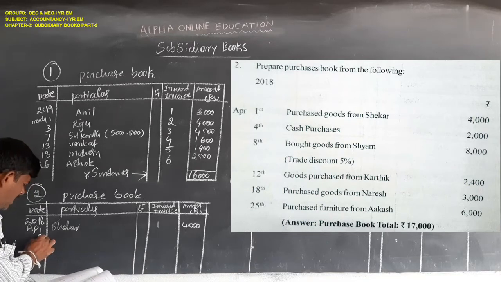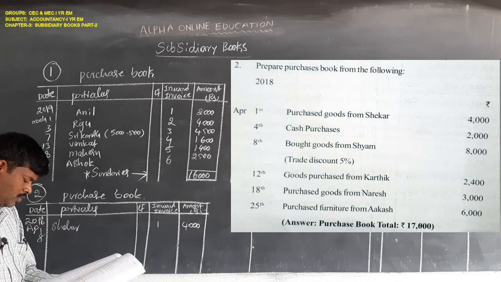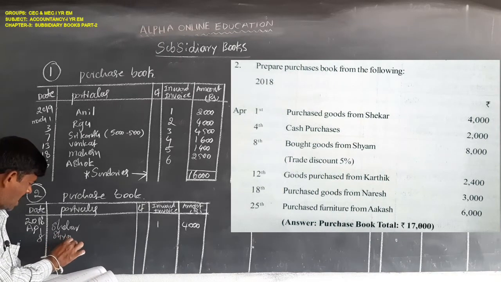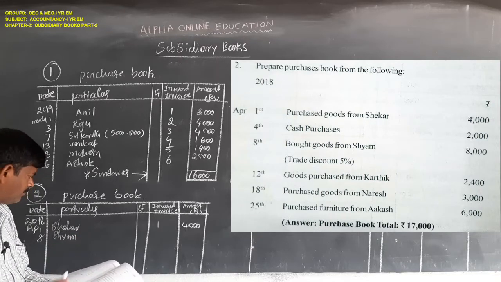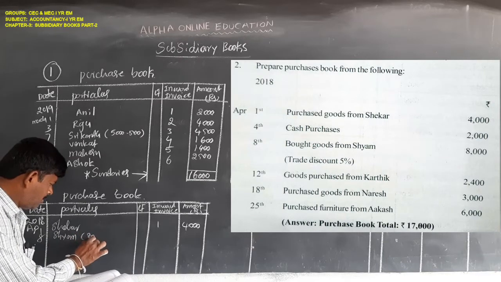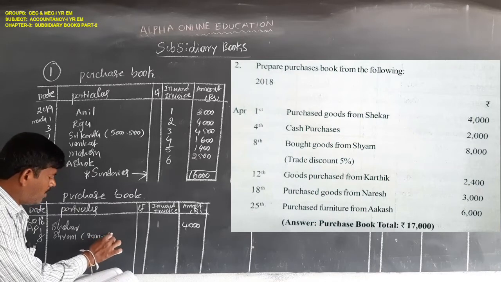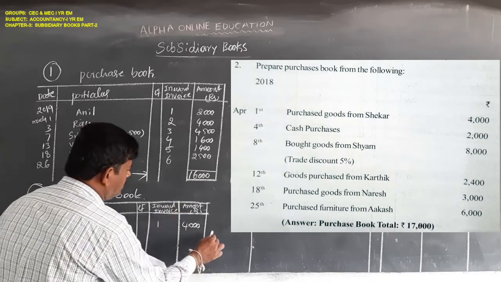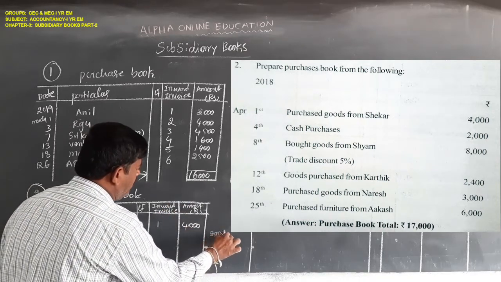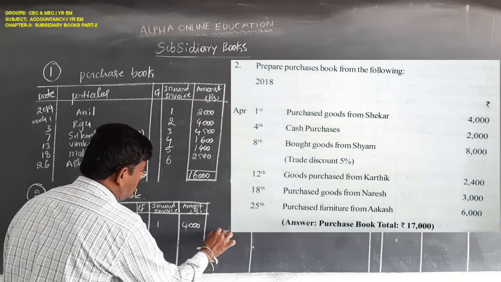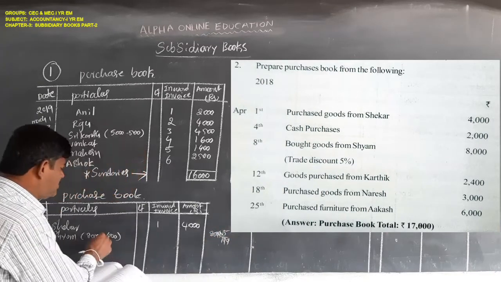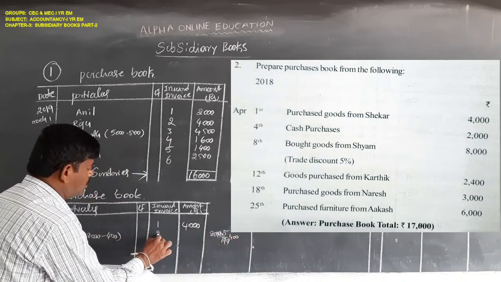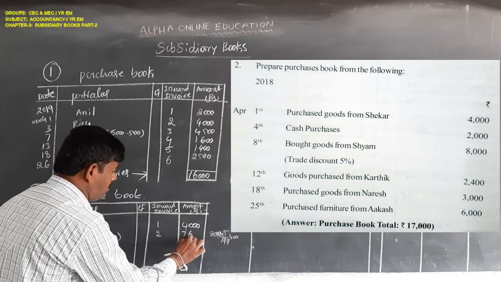Next, eighth date, bought goods from Sham. Sham, there is a trade discount. So 8000 rupees, 5% means 400 rupees. How to write here? 8000 into 5 by 100, 0, 0 cancel, so 400 rupees. 400 rupees must be deducted from 8000. So 7600 rupees net amount.